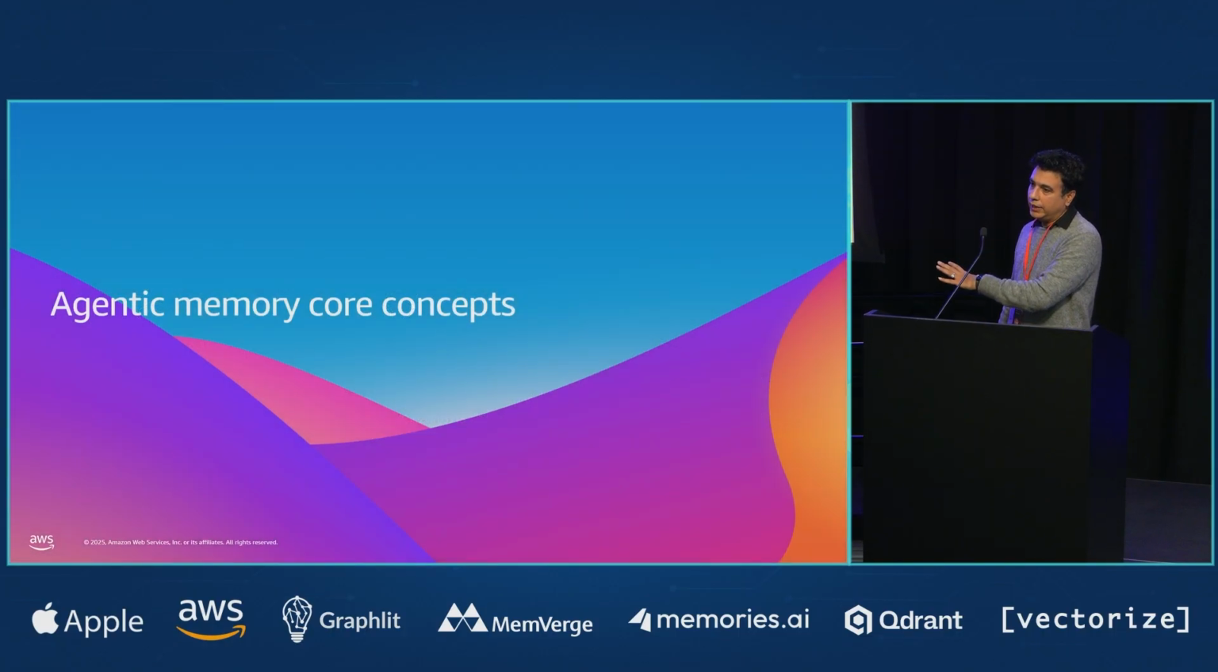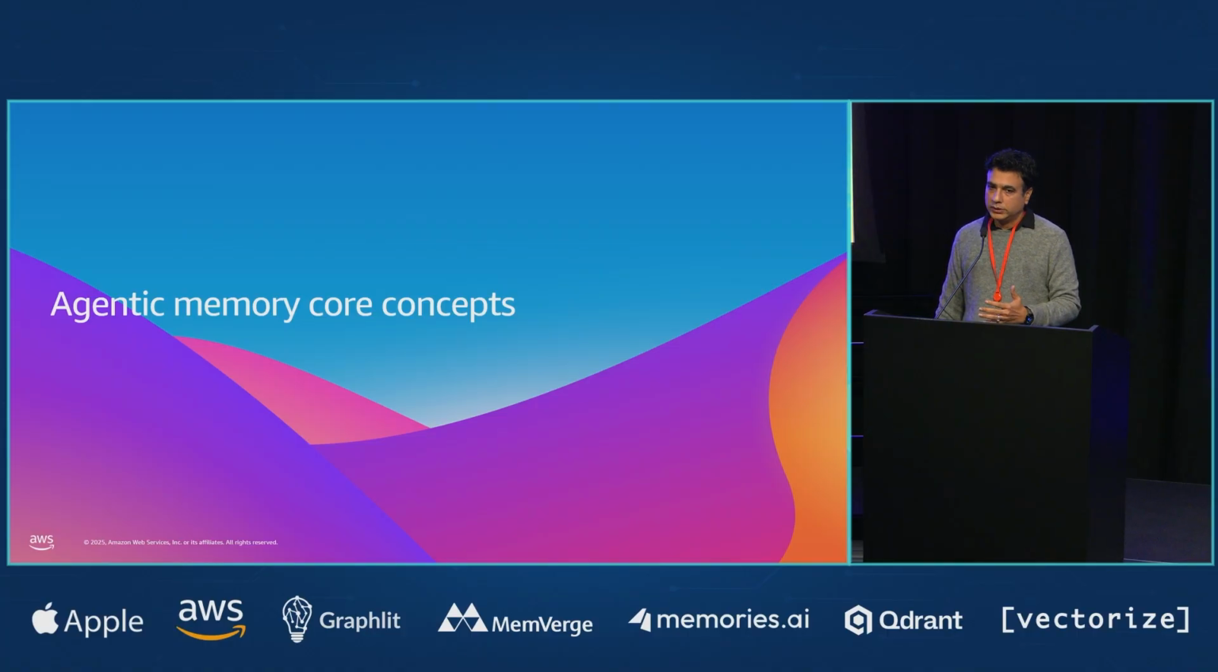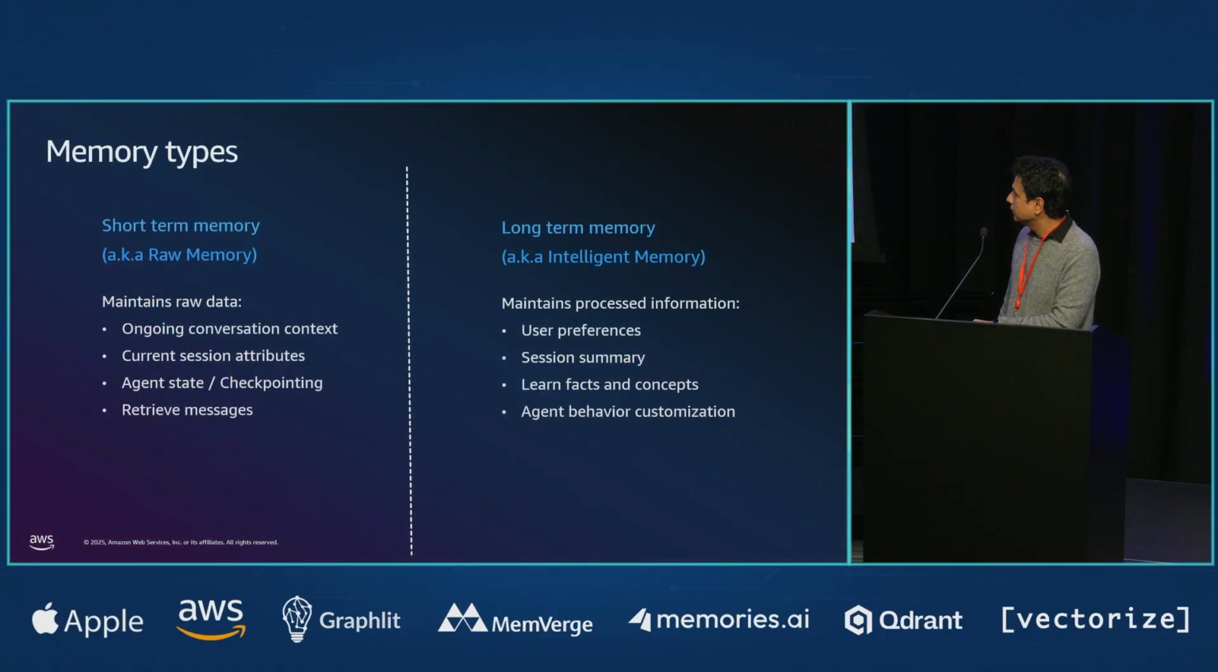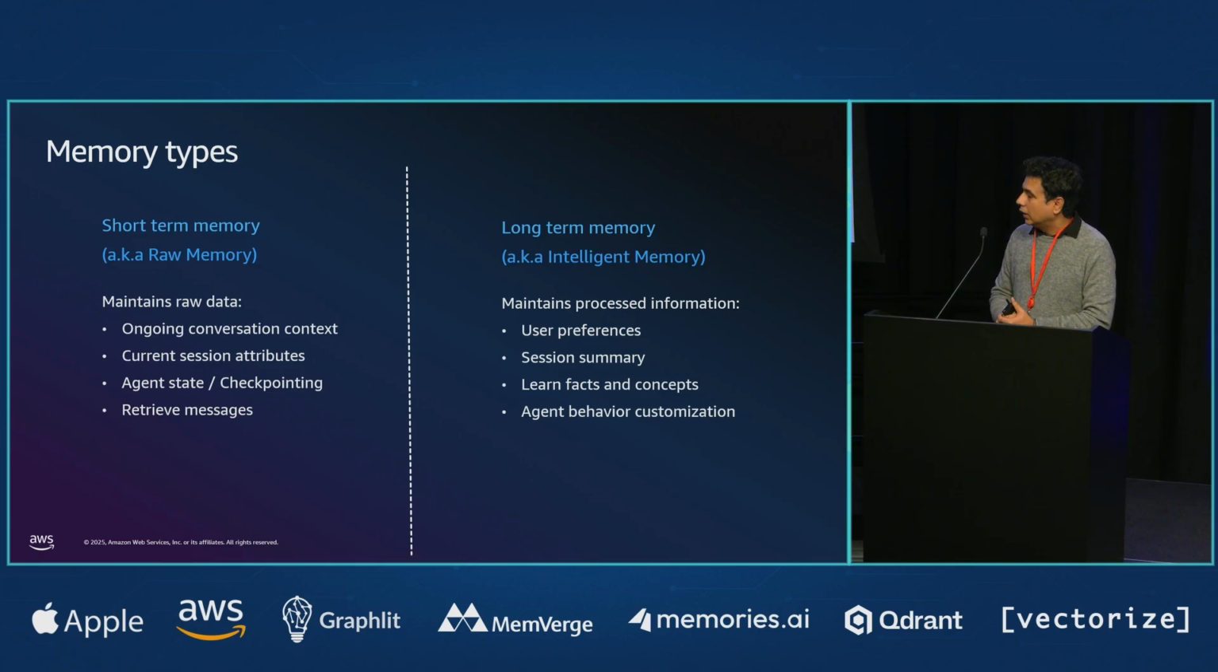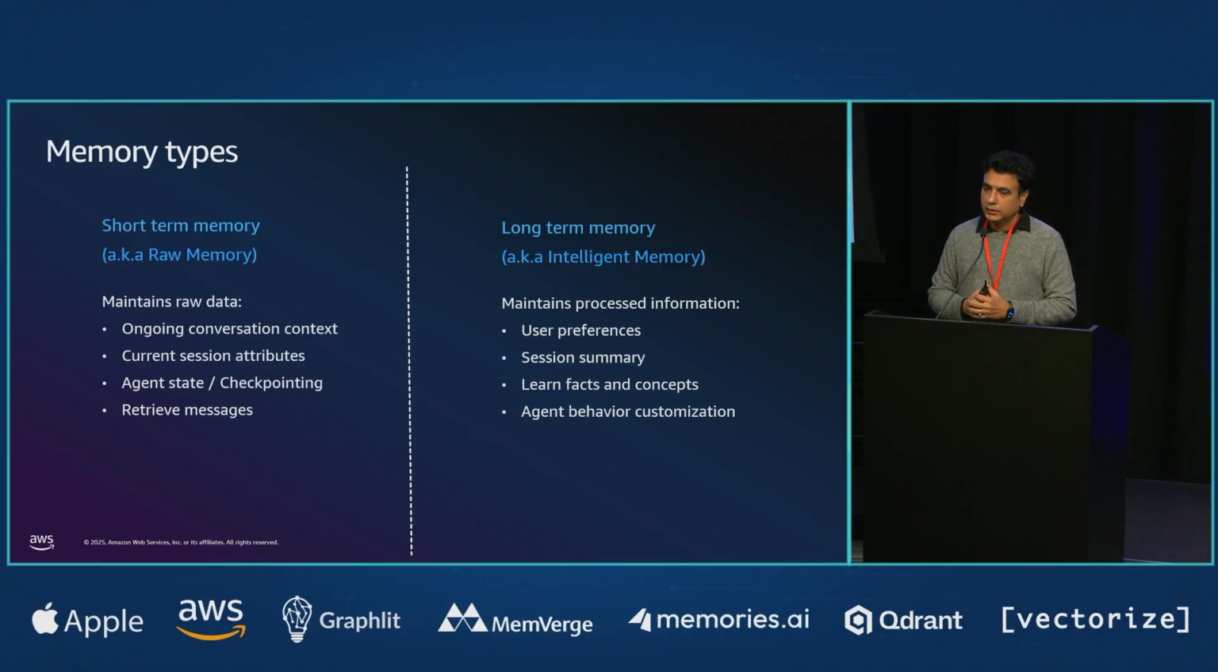Okay, so let's start with the agentic memory core concepts, and then we'll deep dive into the Amazon Bedrock memory concepts. There are two types of memory. One is short-term memory, which we call raw memory, and the other is long-term memory, which is intelligent memory. Short-term is very similar to the RAM of a laptop. It remembers things for the short term. And long-term we can think of as a hard disk, which persists information like user preferences and other semantic information and facts to help you.